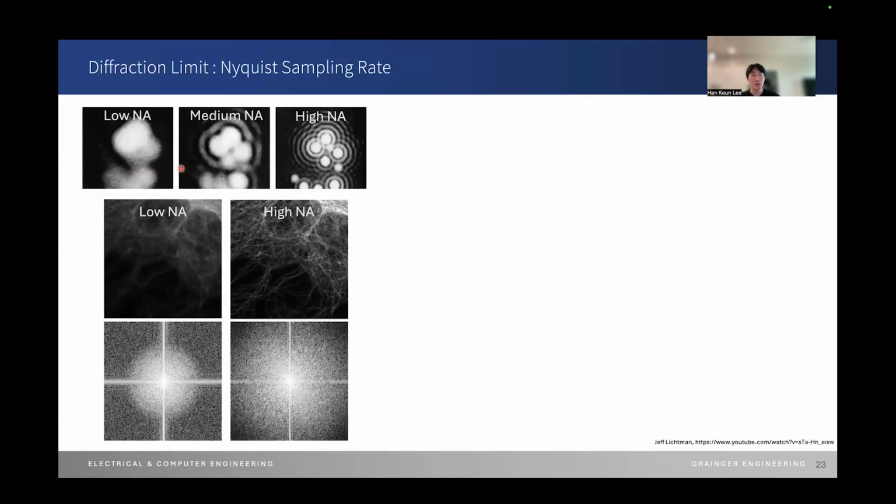If you use a low numerical aperture, we can see that this is just a blurry image, and nobody will be able to tell how many source molecules are in this image. However, if you start using a higher numerical aperture, it's very clear how many points there are. You can also see the ring pattern. In a low numerical aperture, if you take a Fourier transform, we see that the higher spatial frequency components are not visible. However, with the higher numerical aperture, you can also see the higher frequency components visible in the Fourier plane.